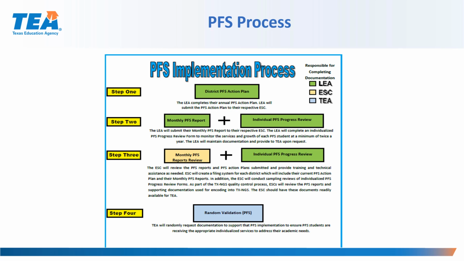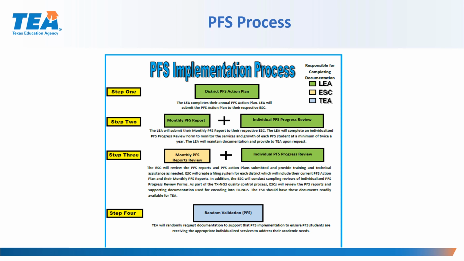The ESC will review the PFS reports and the PFS Action Plan submitted and provide training and technical assistance as needed. ESCs will maintain a filing system for each district, which will include the current PFS Action Plan and their monthly PFS reports. In addition, the ESC will conduct sampling reviews of individualized PFS progress review forms as part of the TX-NGS quality control process. ESCs will review the PFS reports and support the documentation used for encoding into TX-NGS. The ESC should have these documents readily available for TEA.